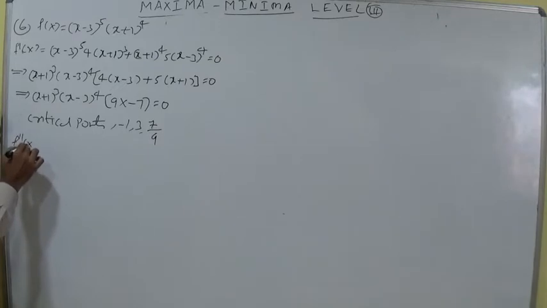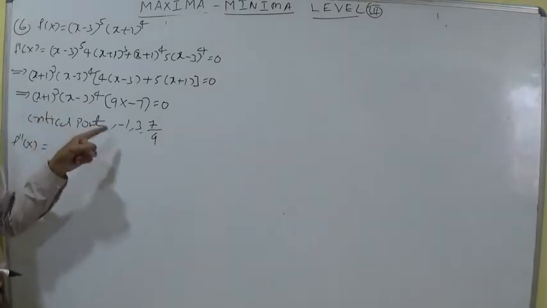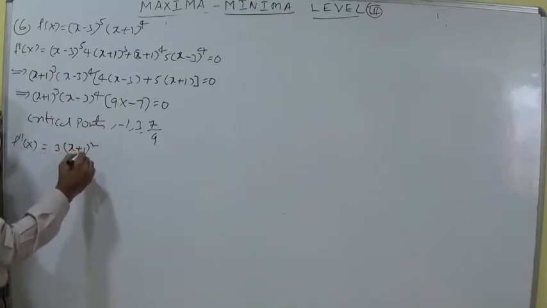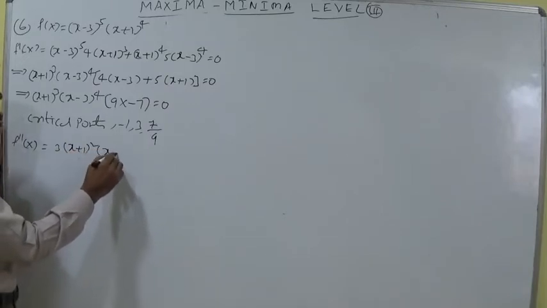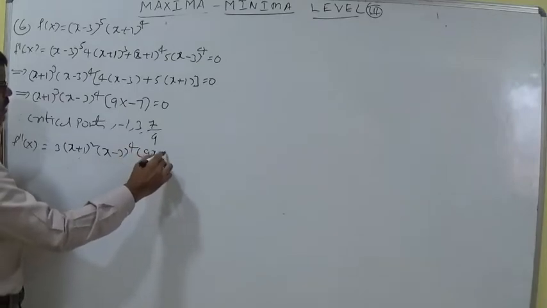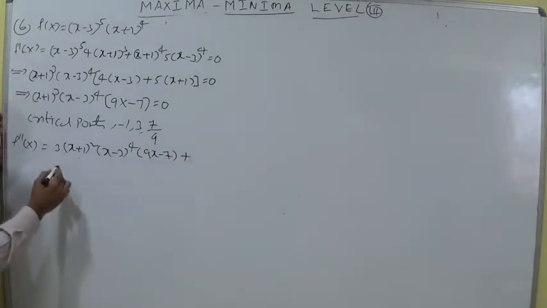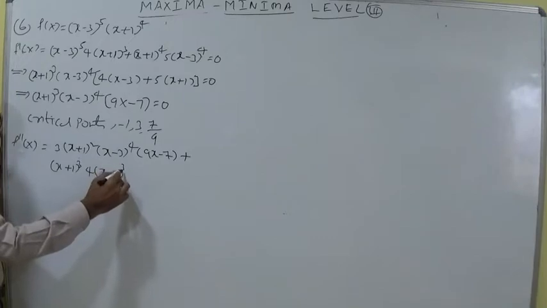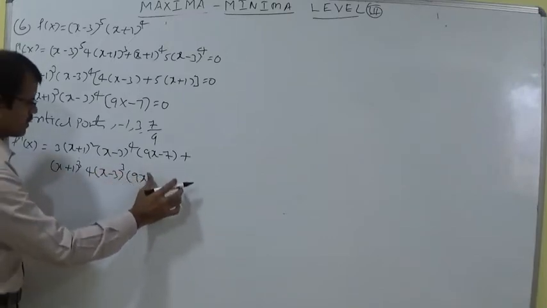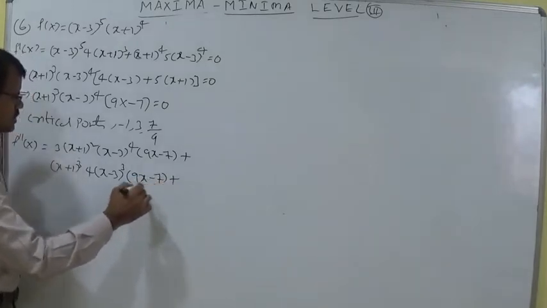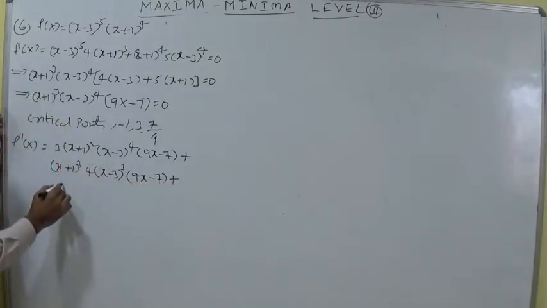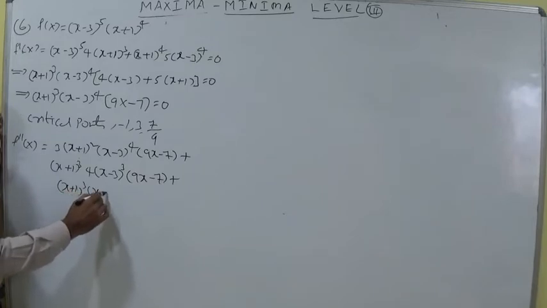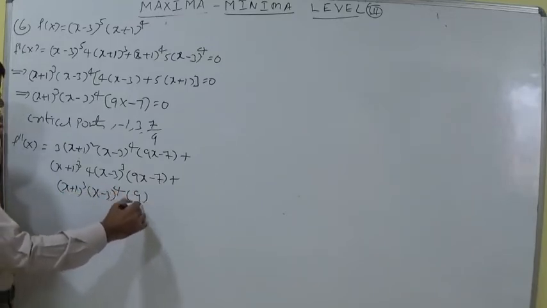f''(x) is u'vw plus uv'w plus uvw'. Here I am writing 3 into (x+1)^2 into (x-3)^4 into (9x-7), plus the next one, (x+1)^3, into 4 into (x-3)^3 into (9x-7), plus uv'w completed. Now uvw': (x+1)^3 into (x-3)^4 into 9.